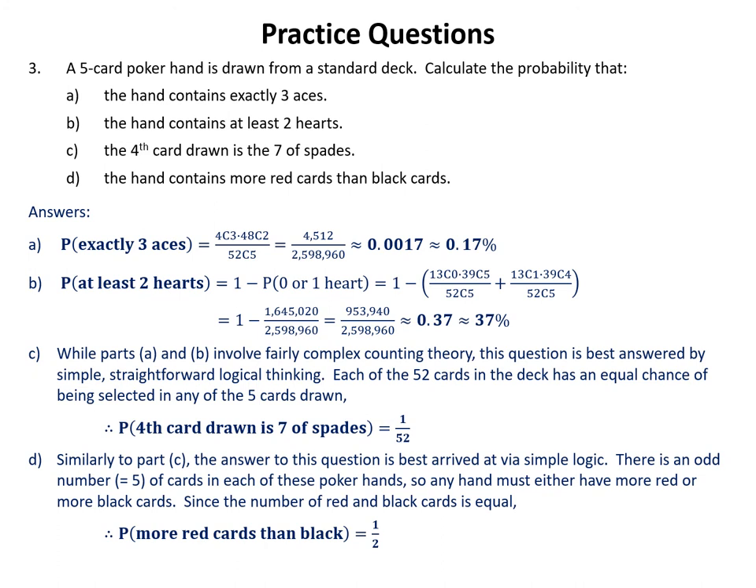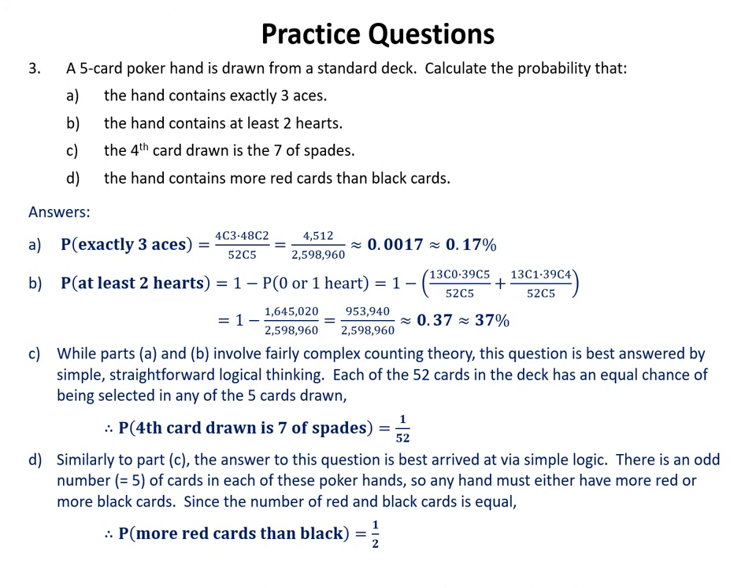For part B, the probability of getting at least two hearts, the way we start with this one is that at least two hearts can be anywhere from 2 to 3 to 4 up to 5 hearts out of 5 cards.